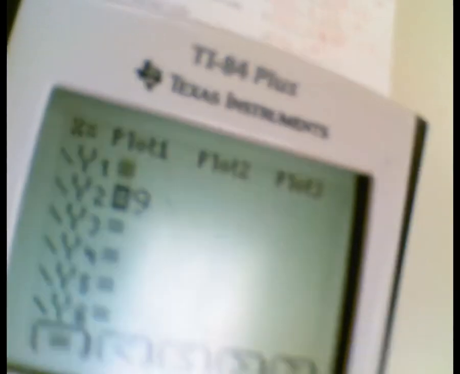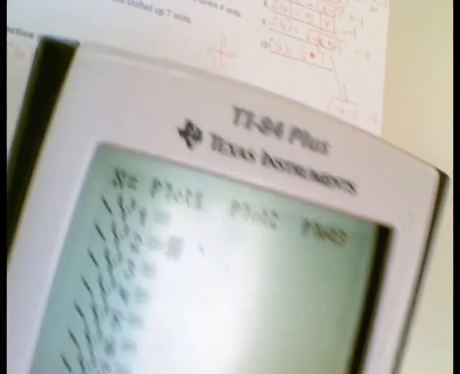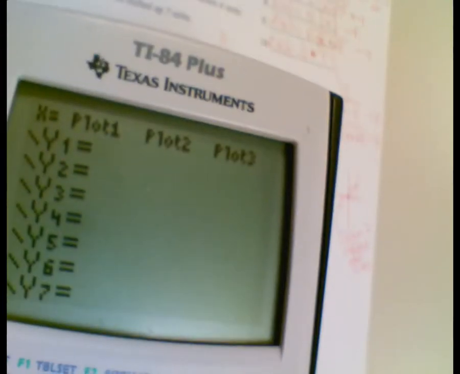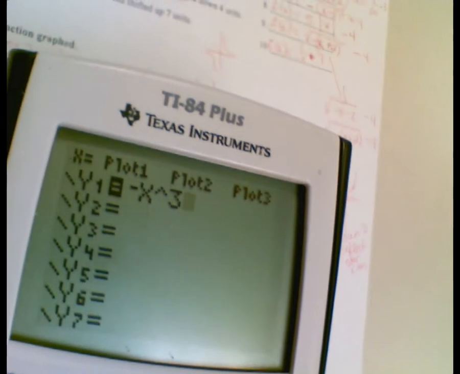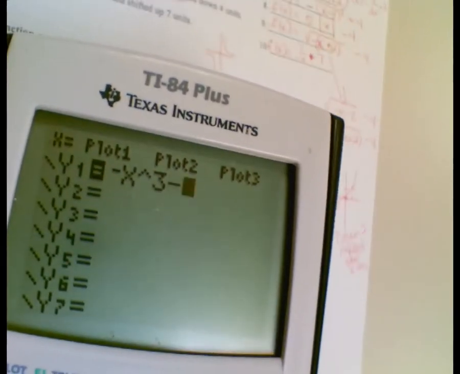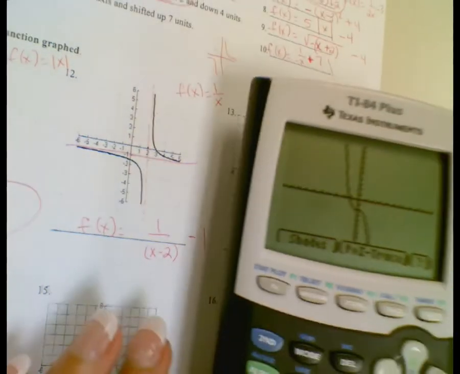So you go to the graphing calculator, and you're going to go negative x to the third, like that, minus 2. And you're going to graph it. Does it look like the graph that's on there?